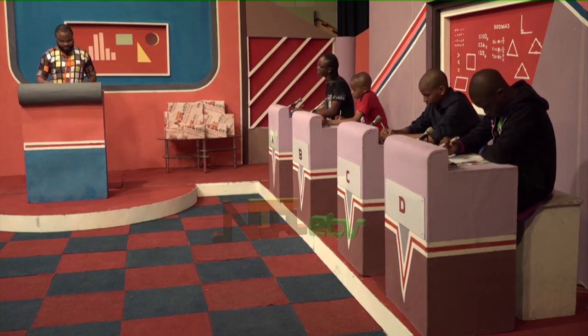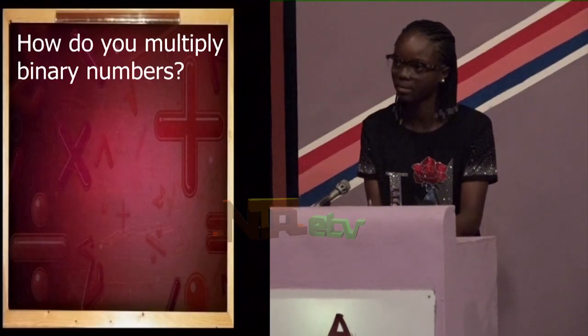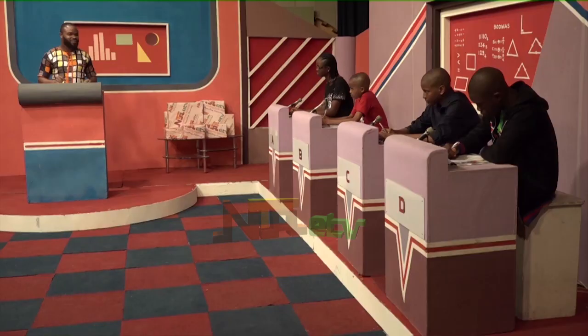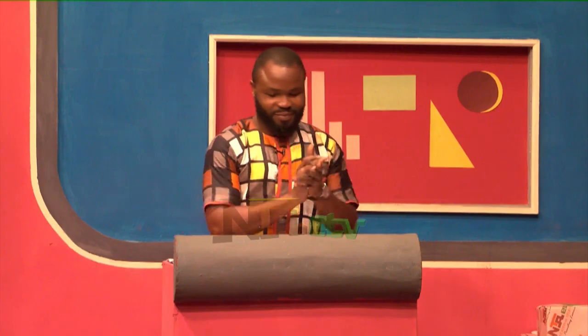By multiplying each number times the base with their power. And your time is up. That wasn't the right answer. Multiplying binary numbers is similar to multiplying decimal numbers using the long multiplication method.